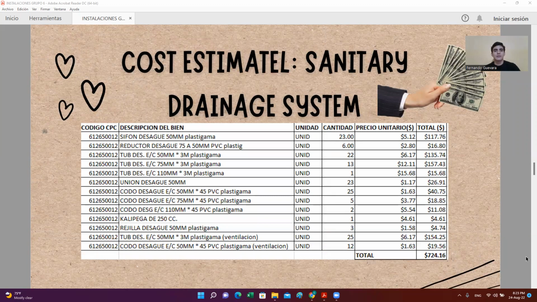Here we can see all the elements that are considered for the cost estimate of the sanitary drainage system. We have 13 items considered. Among them are elbows, reducers, grids, etc., making a total of $724 with 16 cents.